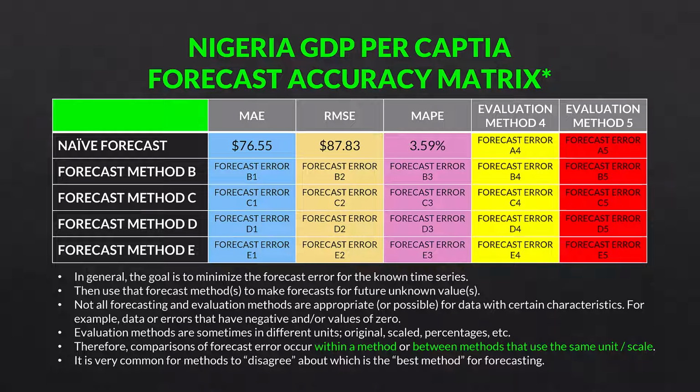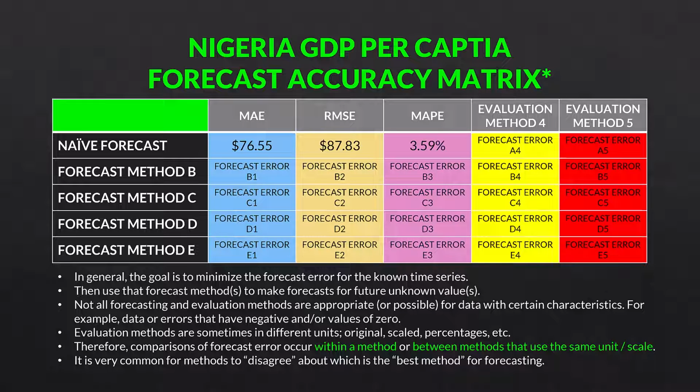So here is our Nigeria GDP per capita forecast accuracy matrix. We've been building this out throughout this playlist. The naive forecast is there at the top. That's the only forecast method we've learned up to this point. Then we learned about the mean absolute error, the root mean square error, and now MAPE. Because it's a percentage, it's going to be more useful as we get into forecast methods B, C, D, and E, and so on. Remember that in general, the goal is to minimize the forecast error, in this case a percentage, for the known time series, then use that forecast method or methods to make forecasts for future unknown values.